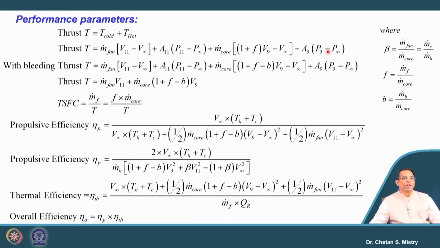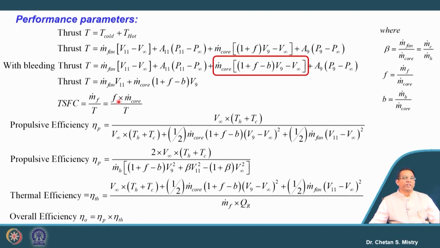Now, we need to be very careful with the formula. Suppose you are considering the case with bleeding, you should not make the mistake. What will be changing here is the factor 1 plus F, which becomes 1 plus F minus B. So, be careful, and B, as we have discussed, is nothing but the bleed air divided by my core air.